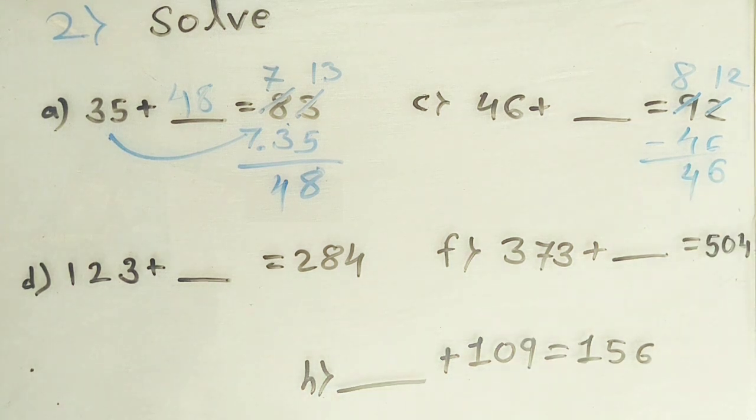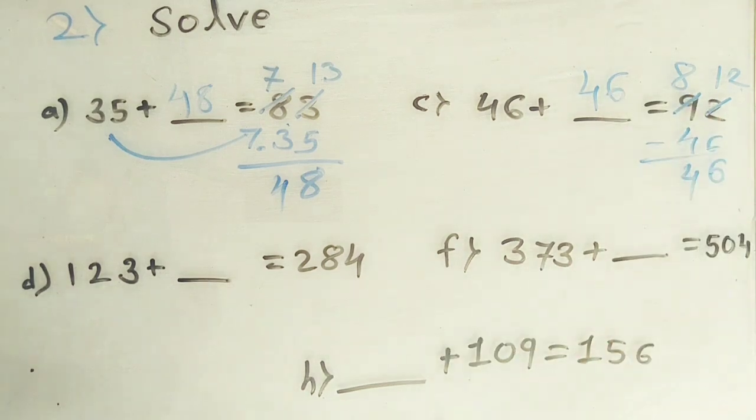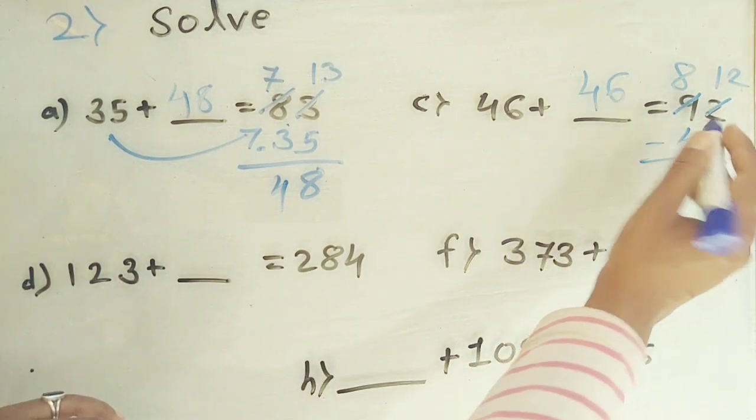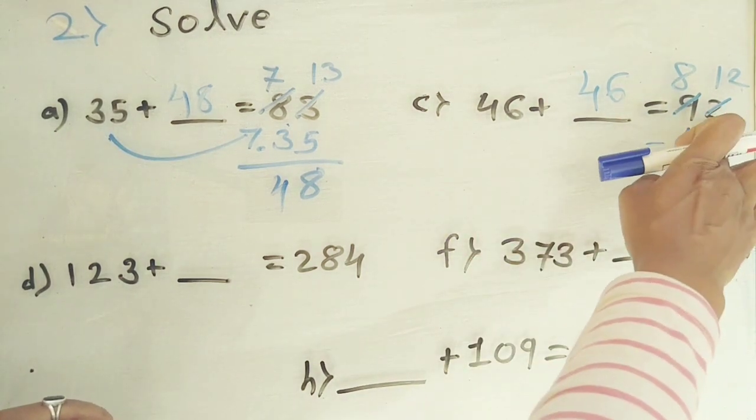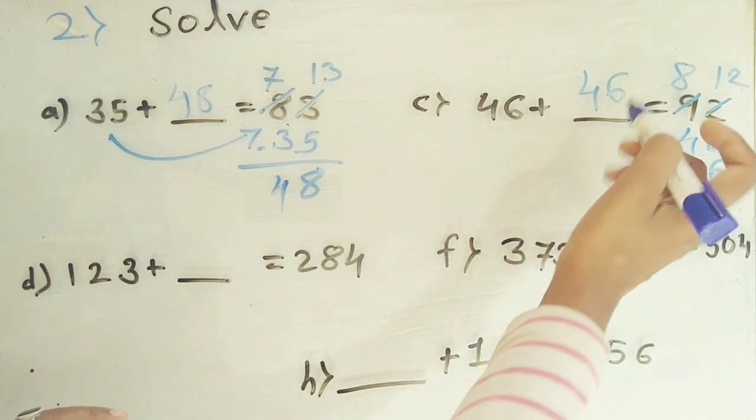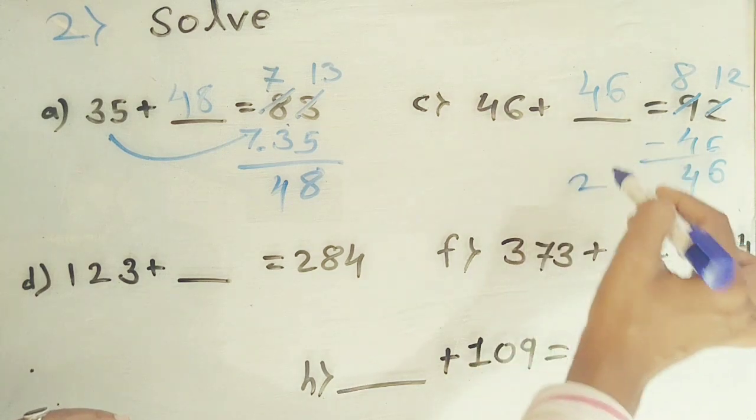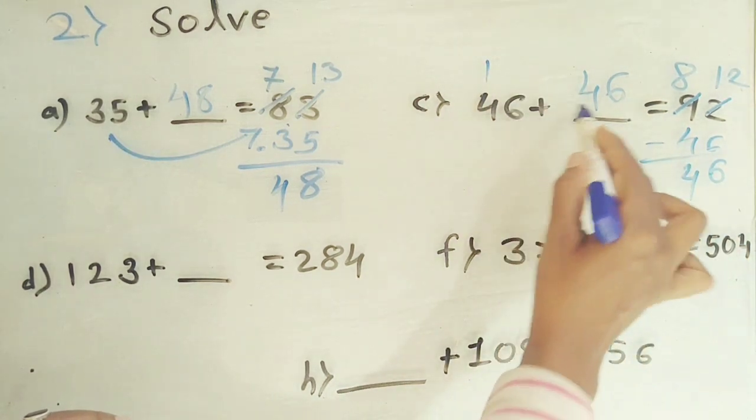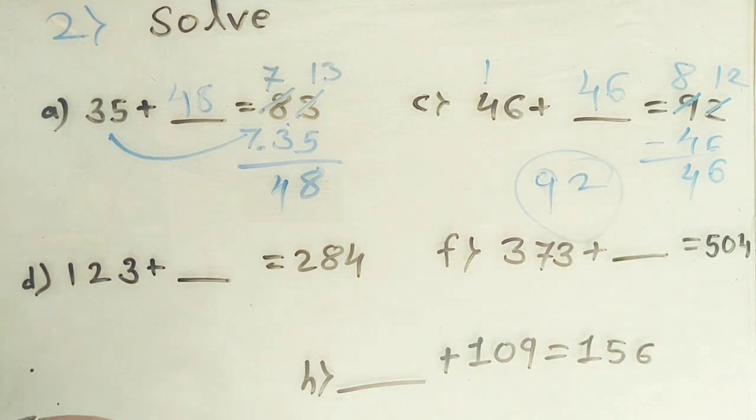Okay. So our answer will be 46. Now 46 plus 46 equal to 92. Just do this. If we add these numbers, then we should get 92. Then our answer is correct. Now see, 6 plus 6 is equal to 12, so 2 and 1 is coming as a carry. 4 plus 4 is equal to 8, plus 1 is equal to 9. So our answer is correct.